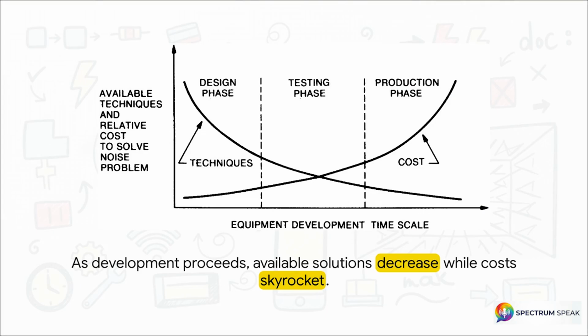And this graph, wow, this graph tells the entire story in one picture. That top curve shows all the solutions you have available. See, you have tons of options at the beginning in the design phase, and then it just plummets. That bottom curve, that's the cost. It skyrockets over time. Your entire job as a designer is to solve EMC problems way over on the left side of this graph where it's easy and cheap.